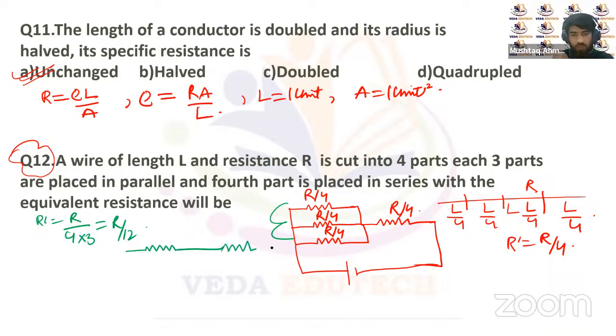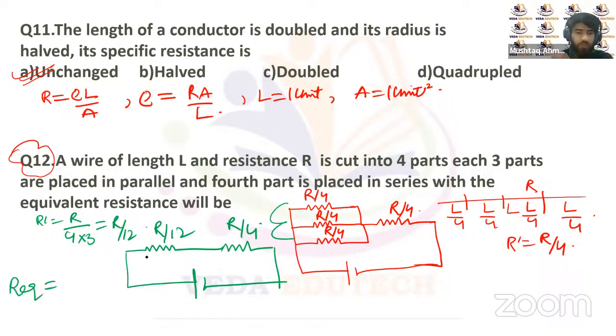We have this R upon 4 here. Now these two resistors, R upon 12 and R upon 4, are in series with each other. If they are in series, the equivalent resistance will be R upon 12 plus R upon 4.